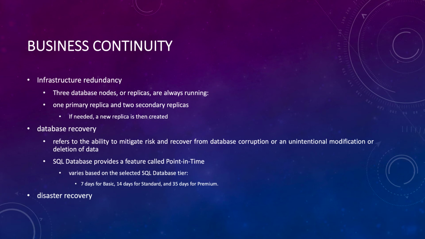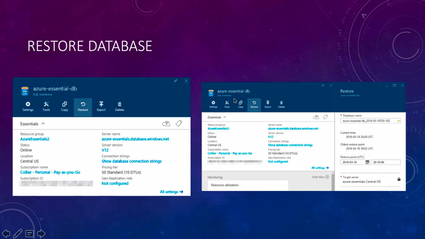The time frame from which you can restore varies based on the selected SQL database tier. It is 7 days for basic, 14 days for standard, and finally 35 days for premium tier. To restore a database to a previous point, first you need to select the desired database in the Azure portal and then click on restore, as you can see in the screenshot in this slide.